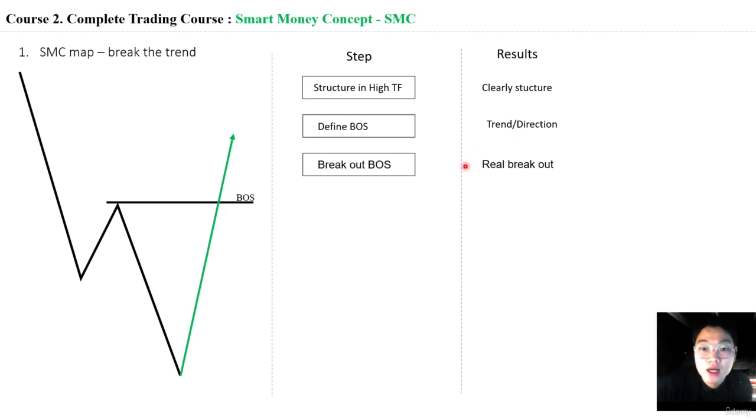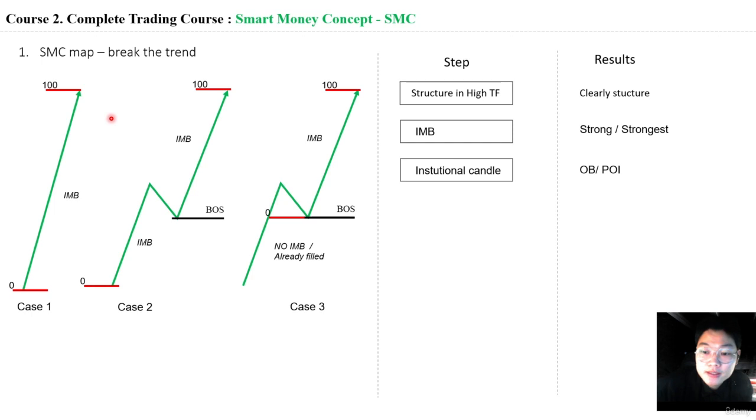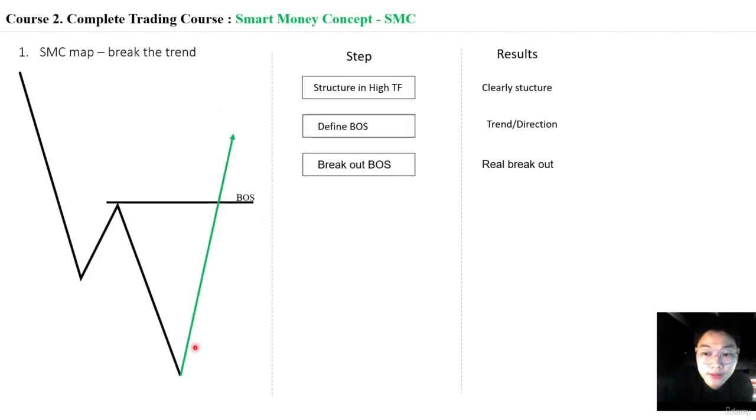The recent high creates the lowest low, and the last step in the first page is breakout BOS, and the result we want to see here is a real breakout. And you can see that at this time the green line already break out our BOS. It means that market direction also changed from the down movement to up movement. That is a break the trend.